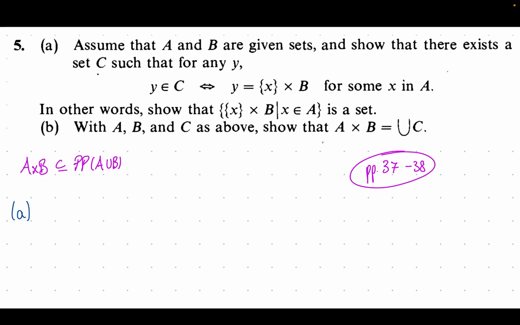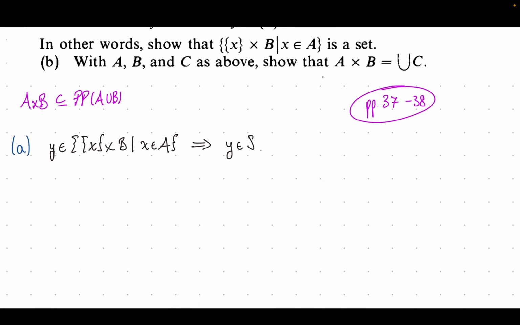Okay, so how do we go about doing this? We want to find a set such that y is in our set, the set of {x} cross B such that x is in A, implies that y is in this other superset S.